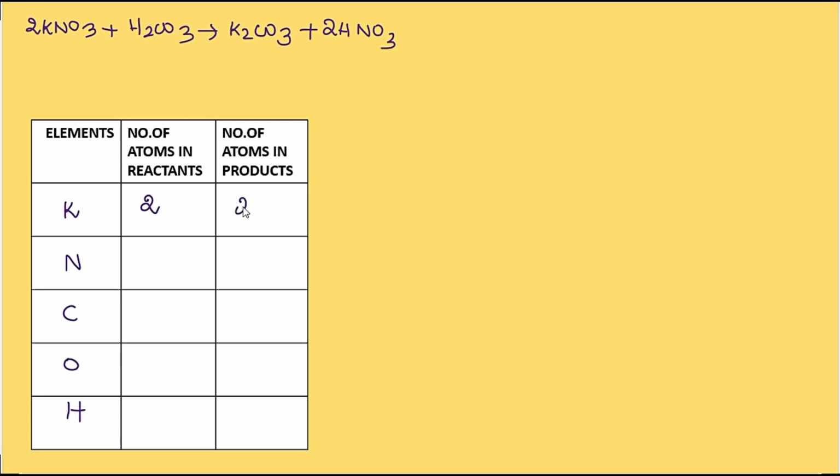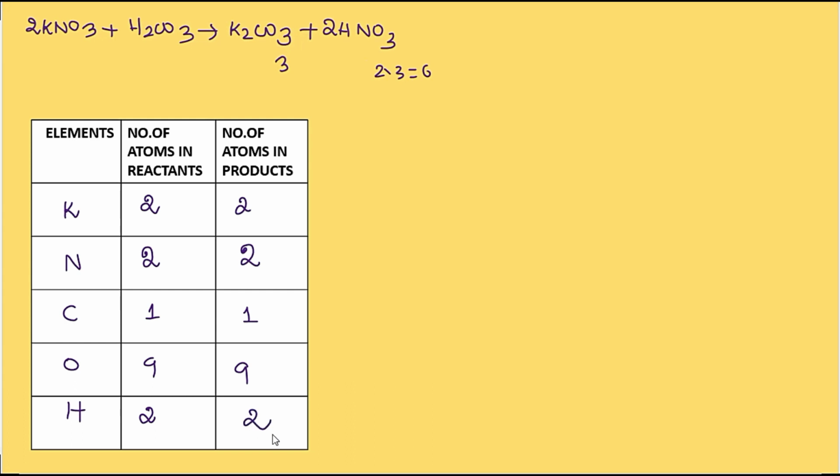Potassium 2, nitrogen is 2, carbon is 1, oxygen is 9 and hydrogen is 2. So in the product side, potassium already I have written as 2, nitrogen is 2, carbon is 1, oxygen now you see 3, and 2 into 3 that is 6, and here 3 that is 9, and hydrogen is 2.